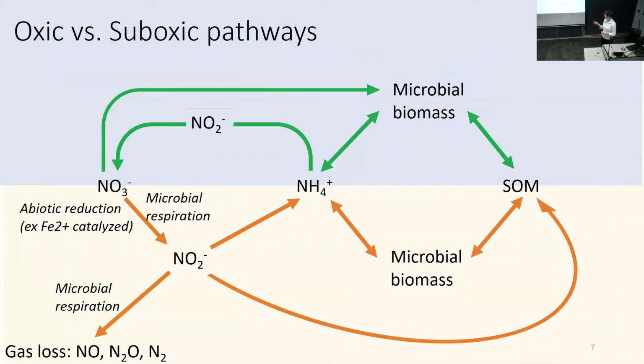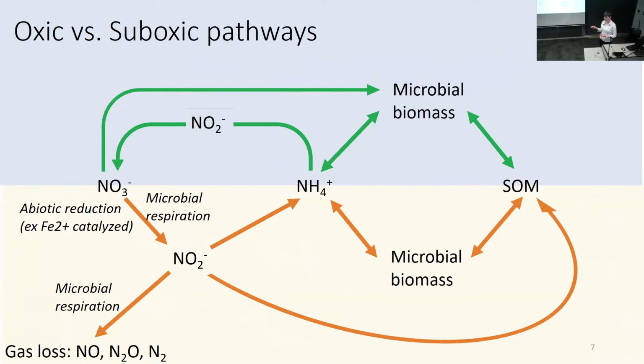Some of the processes that take place with nitrate and some of its dominant pathways, or you can get direct uptake into microbial biomass. Under oxidation conditions, microbial biomass also breaks down soil organic matter and releases nitrate or ammonium. And they can also uptake ammonium and reduce it or oxidize it to nitrate.